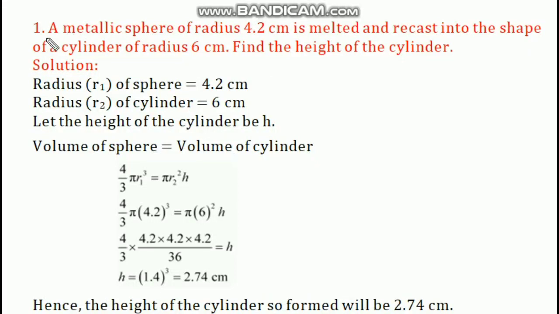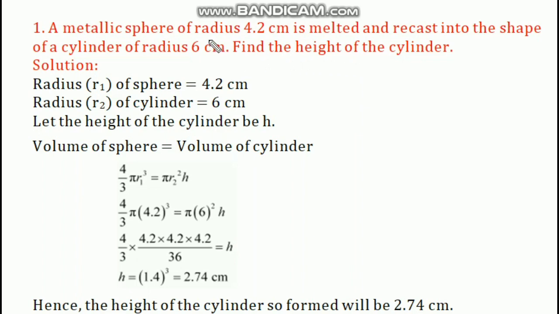Students, let's discuss exercise 13.3, first sum. A metallic sphere of radius 4.2 cm is melted and recast into the shape of a cylinder of radius 6 cm. Find the height of the cylinder.